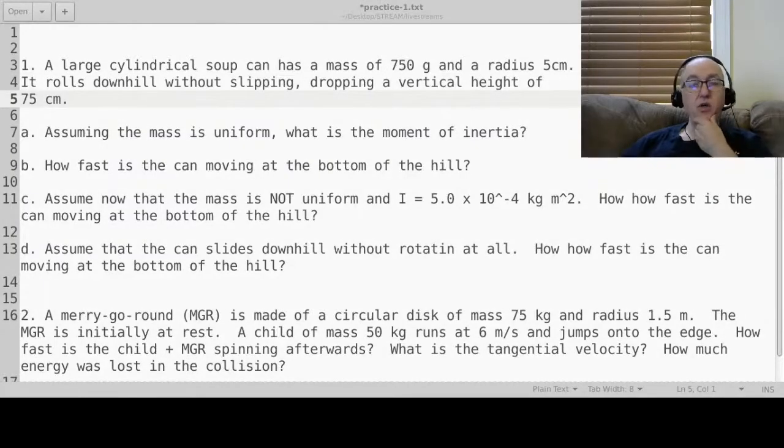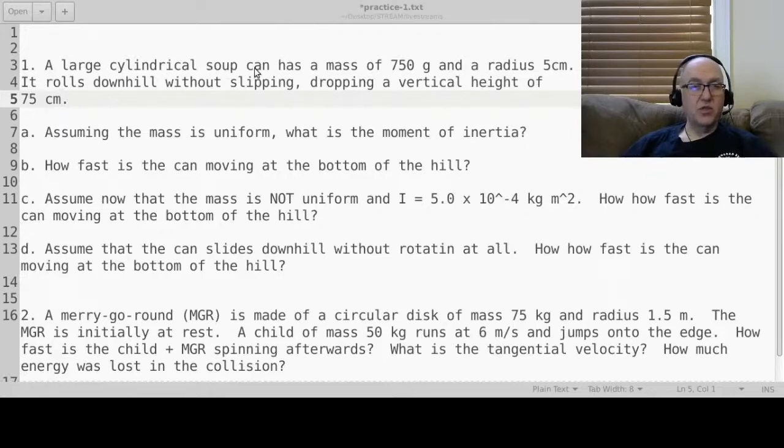Okay, the first problem is a classic example in physics of rotational motion, and that's a soup can rolling downhill. But I want to do two versions of it. One version I actually did during the pre-recorded lecture, but I'm going to vary it a little bit, and that's different than what I did in the pre-recorded lecture. So let's read the problem and start.